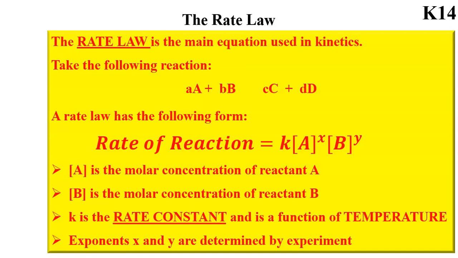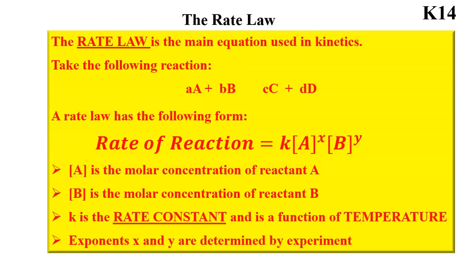So bracket A is the molar concentration of reactant A. Bracket B is the molar concentration of reactant B. K is the rate constant, and that's a function of temperature. Remember when you put your glow sticks in the cold water and in the hot water, the reaction ran faster. They got brighter. That meant the reaction was running faster in the warm water. You didn't have any more reactants in the glow sticks. You didn't increase the number of reactants. What you did is you increased the temperature, and therefore you increased that rate constant K by putting the glow sticks in the warm water.